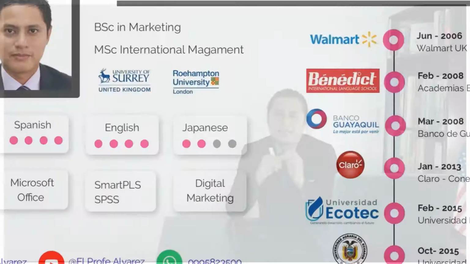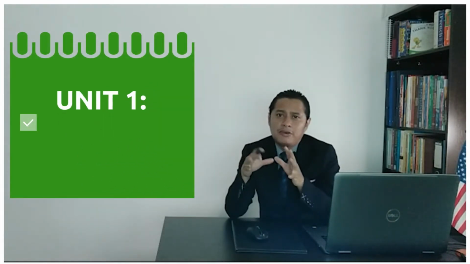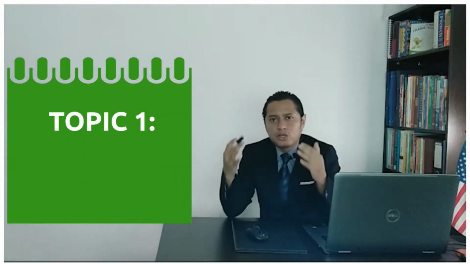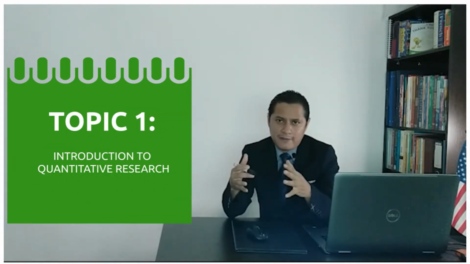Let's go back to the class now. Here you have Unit 1, which is about the foundations and generalities in quantitative research. It is important for you to remember that this course has 4 units and each unit has 2 topics, which are split up in subtopics. Today we're going to be talking about topic 1, that is an introduction to quantitative research.